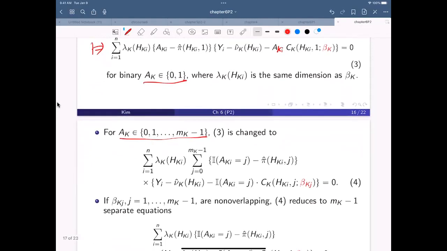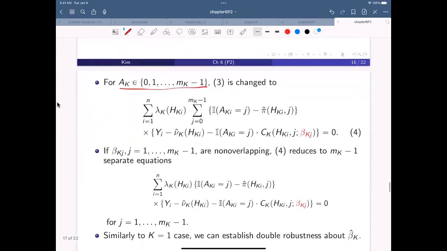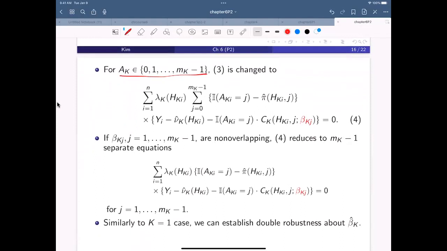And then also the AK here, right? AK can become an indicator. This will change to this way, and then everything else is still the same. So that is basically a system of estimating equations for this parameter.